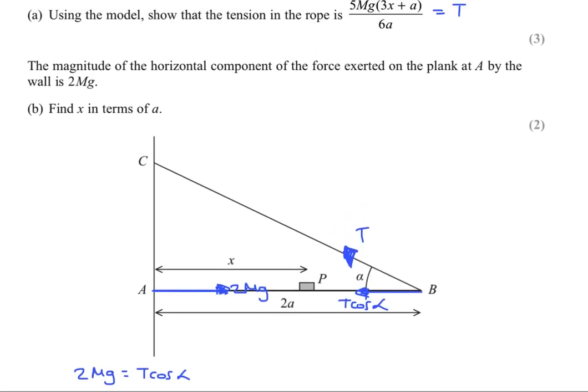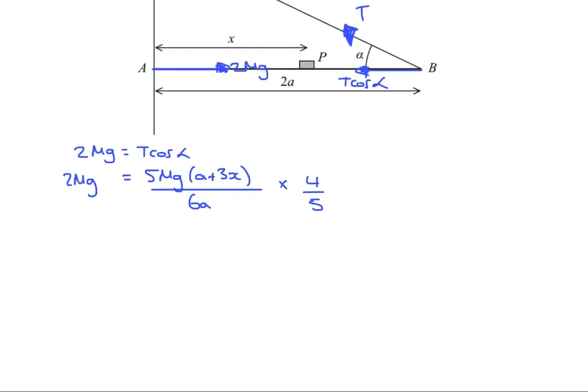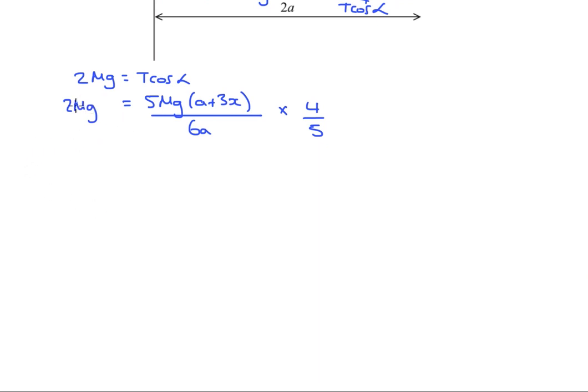T we worked out in part A was 5mg(A plus 3x) over 6A, and cos alpha is 4/5. We worked that out too. So there's a few things that we can cancel. We can get rid of the mg's, and that's going to give us 10A plus 3x over 6A is equal to 2. Oh, no, it's not. Totally made that up.